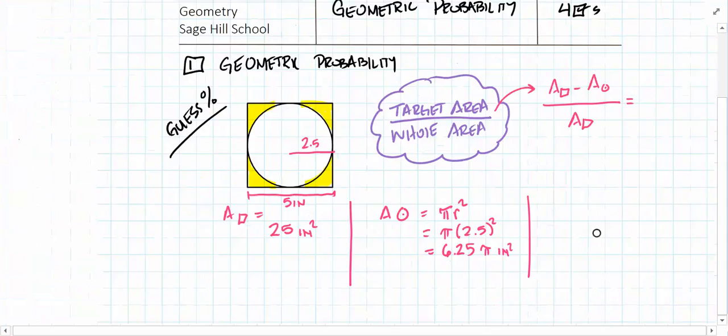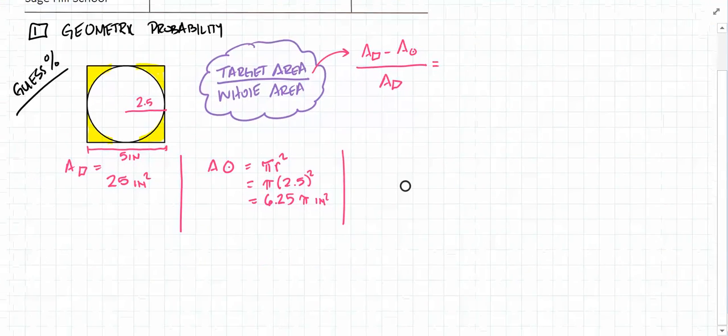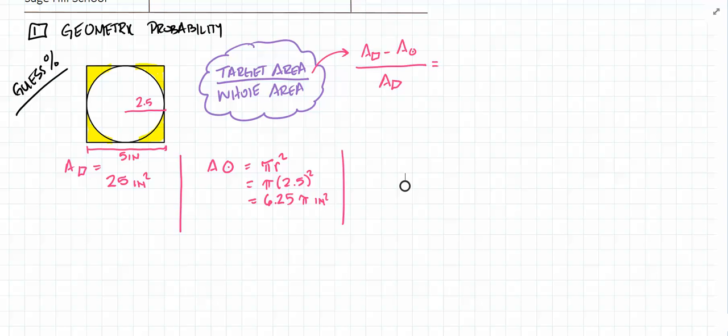Wait, wouldn't it just be the area of the square minus the area of the circle? Yeah, but probability is out of the whole thing. So 25 minus 6.25 pi, divided by the area of the whole thing, 25. We're going to plug that into our calculators right now.